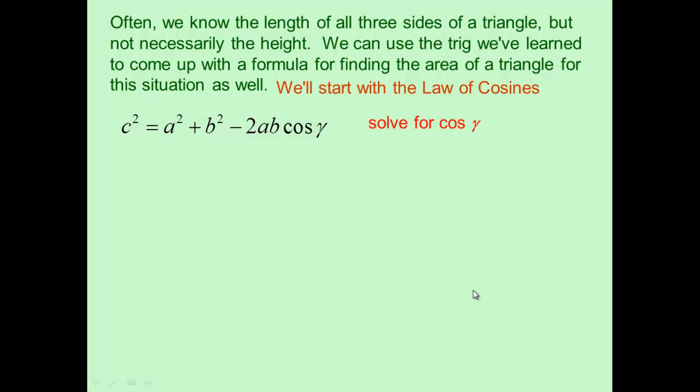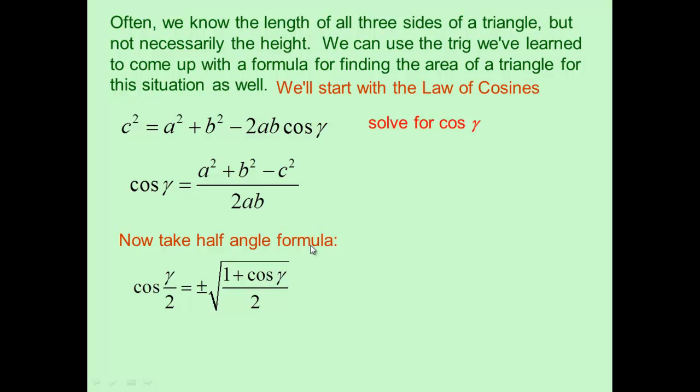And I'm going to solve this for the cosine of gamma, which means I need to subtract a squared and b squared from both sides and divide by negative 2ab, which would give me this. Again, the reason the numerator values are positive a squared, positive b squared, and negative c squared is that I'm dividing by that negative and switching the signs in the numerator.